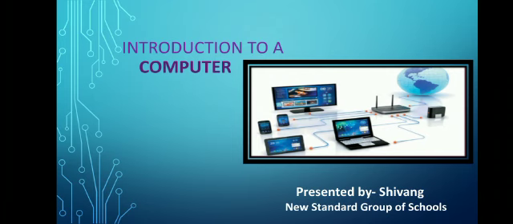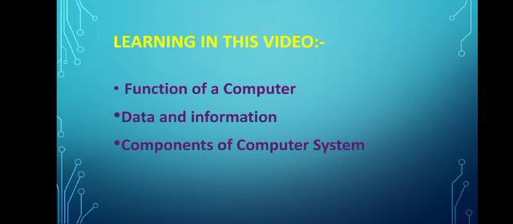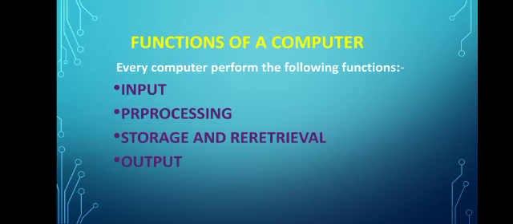In the last session, I told you about the computer, full forms of computer, characteristics of computer, and types of computer. But now we are going to discuss the functions of computer, data and information, the difference between data and information, and components of computer system. Now we will discuss what the functions of a computer system are. As we know, every computer performs the following functions: input, processing, storage and retrieval, and output.